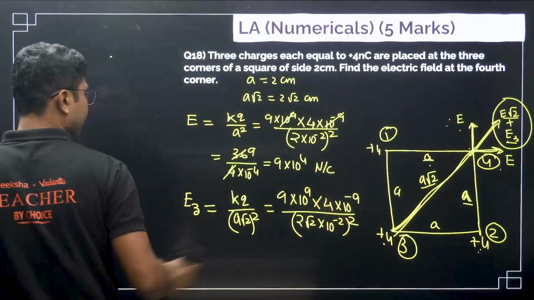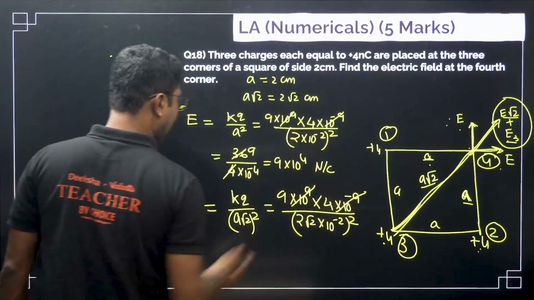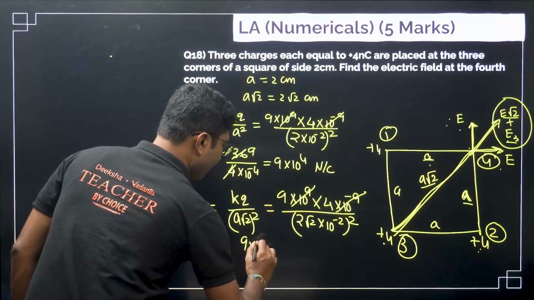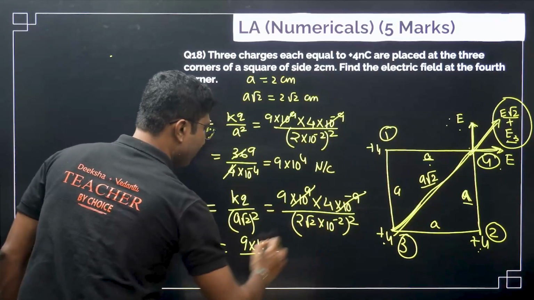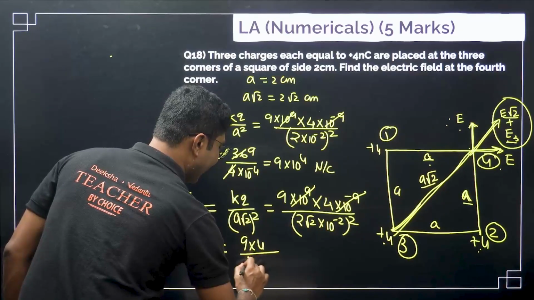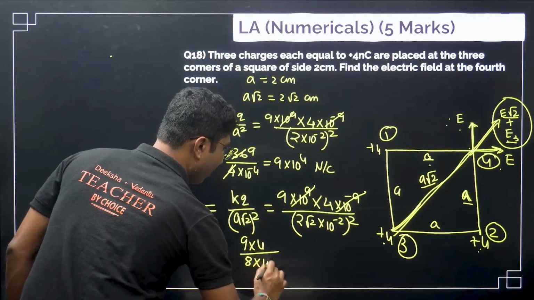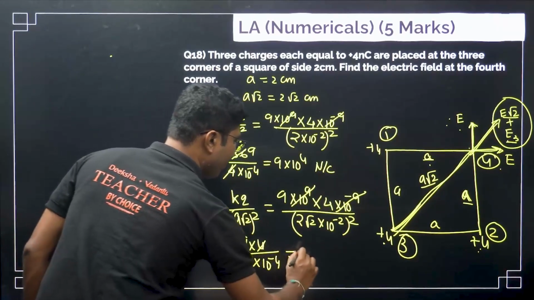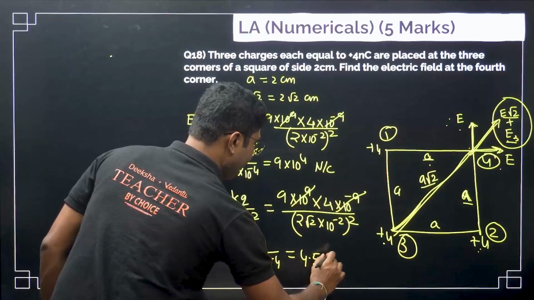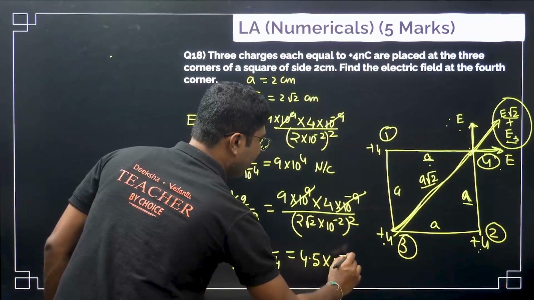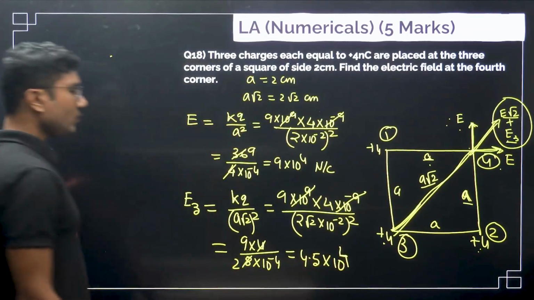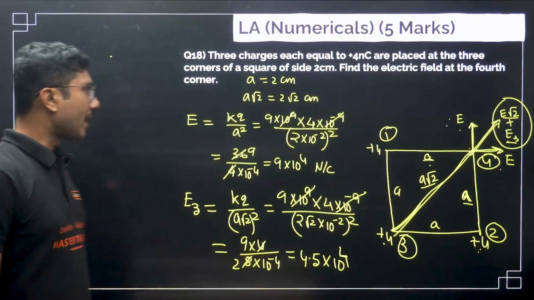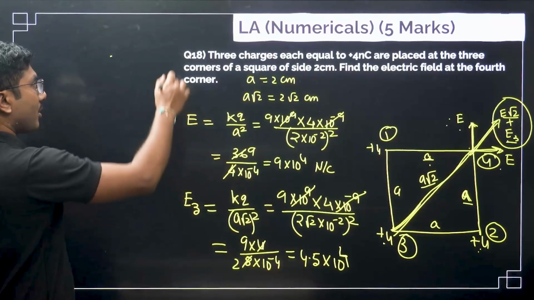Now simplify. 10 to the power of 9 and minus 9 cancel. So we get 9 into 4 divided by 4 into 2, that is 8, into 10 to the power of minus 4. So it will be 4.5 into 10 to the power of plus 4. 9 divided by 2 is 4.5, so 4.5 into 10 to the power of 4.